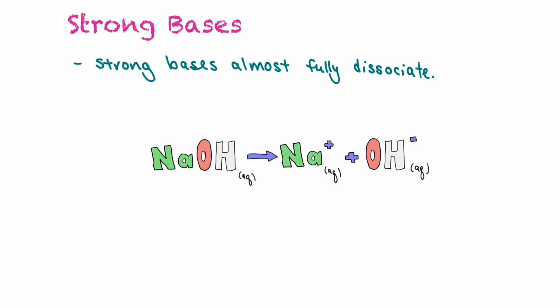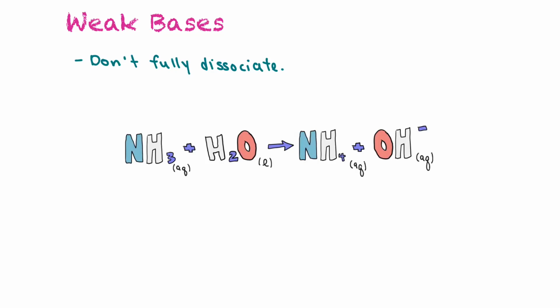Strong bases also almost fully dissociate into ions, and a really great example of a strong base would be sodium hydroxide, and it dissociates into sodium ions and hydroxide ions. Weak bases, on the other hand, don't fully dissociate, and a great example is ammonia. Ammonia does not fully dissociate into ammonium and hydroxide.